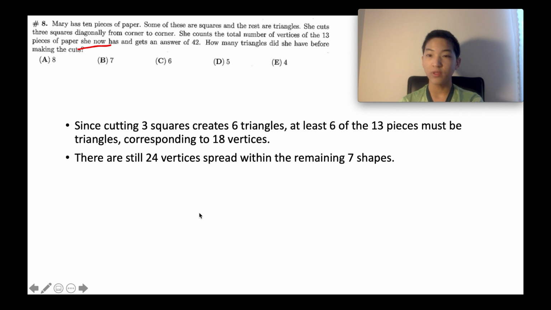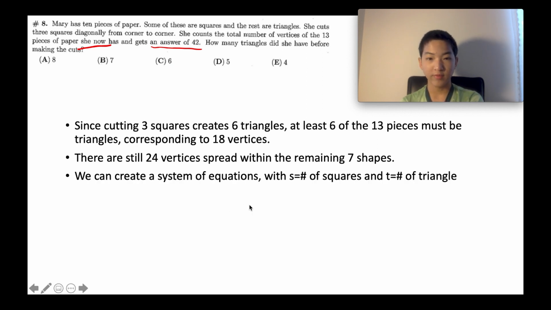There are still 24 vertices spread within the remaining shapes, because remember that there are 42 total vertices. So 42 minus 18 is 24. There are still 7 remaining shapes. From here we can create a system of equations with s equal to the number of squares and t equal to the number of triangles.